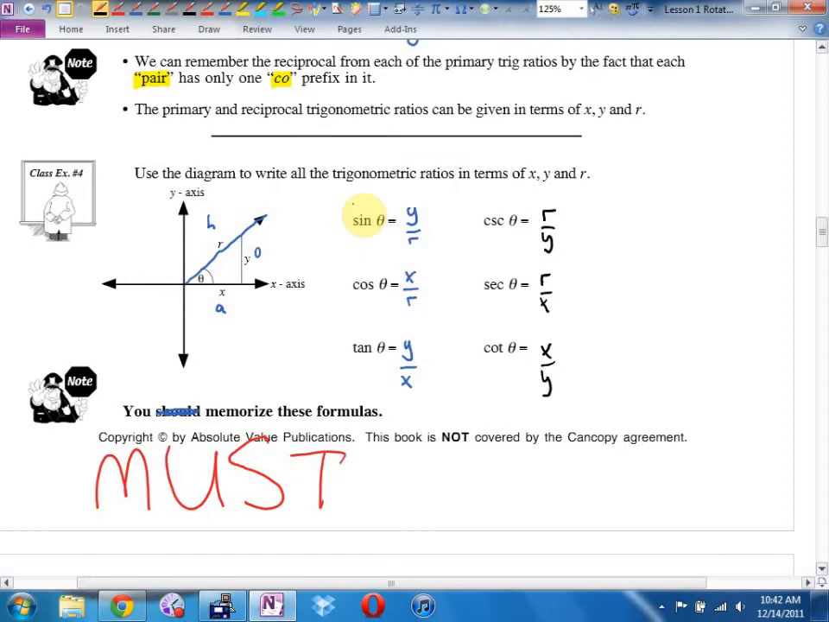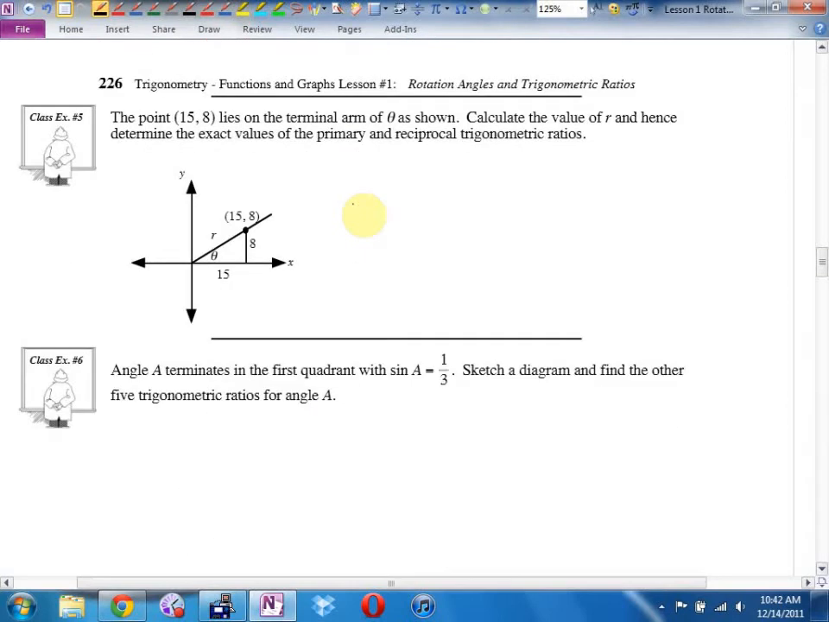Example 5 says the point (15, 8) lies on the terminal arm of theta as shown. Calculate the value of r and hence determine the exact values of the primary and reciprocal trig ratios. What this question is telling me is that we can find sine theta, cos theta, tan theta. Which reciprocal trig function went with tangent? Let's write it right opposite like that, cotangent theta, because that helps me stay organized.